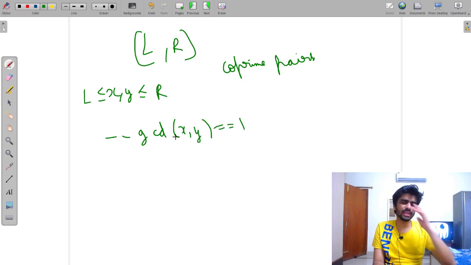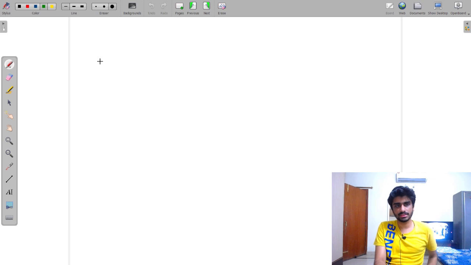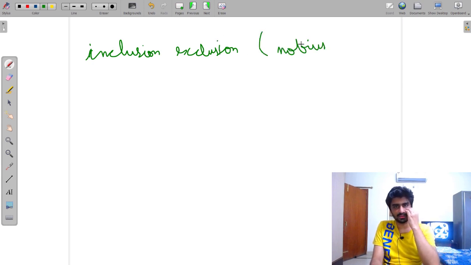Right, to do this, we actually use something called inclusion exclusion, or you can also call it Mobius inversion. Like, you just use the Mobius function, right?